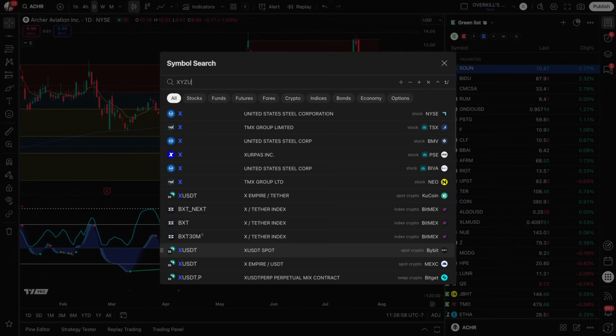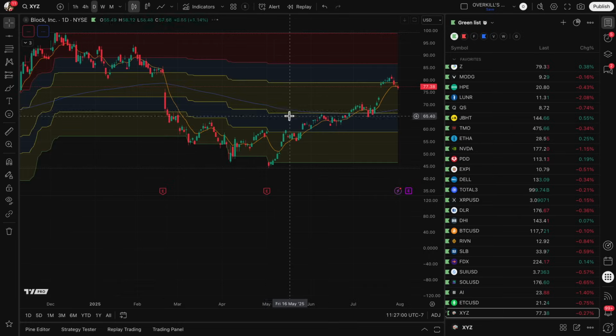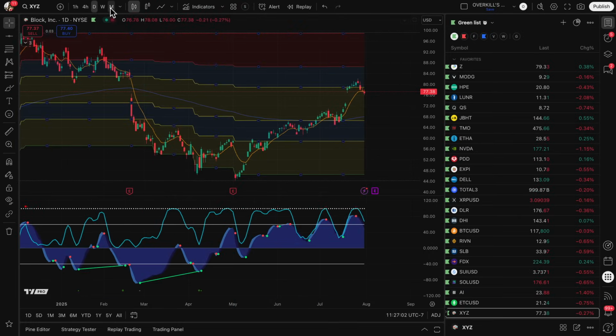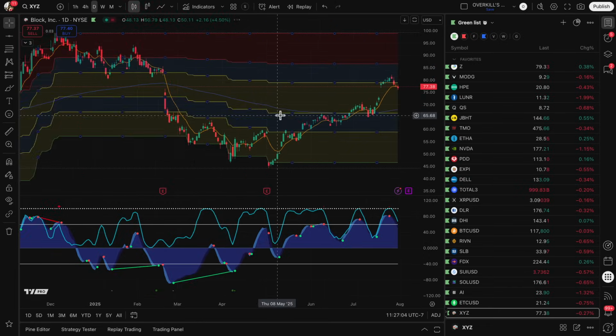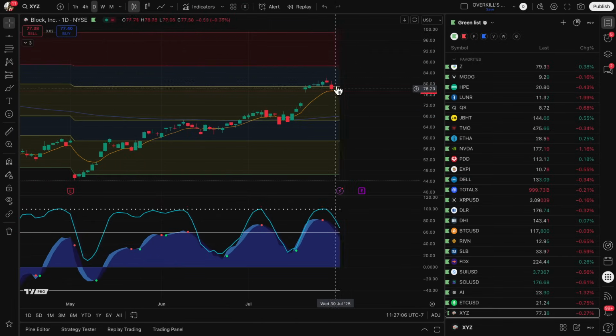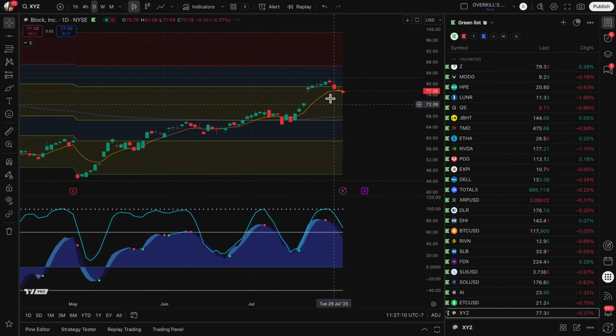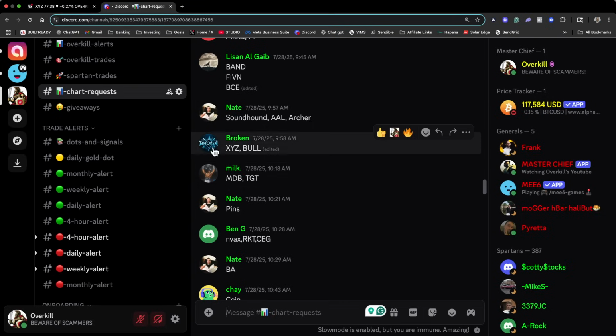We got XYZ. This is Block. So Block selling off a little bit, but I believe that one does have the monthly. So you can see it's pulling back here. Just watching for the daily. Again, as long as the monthly is green, we're looking for those pullbacks and those daily dots. I like this one. This one looks really good.